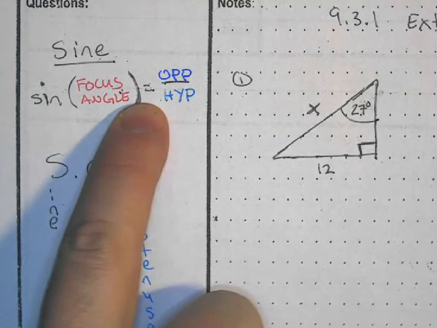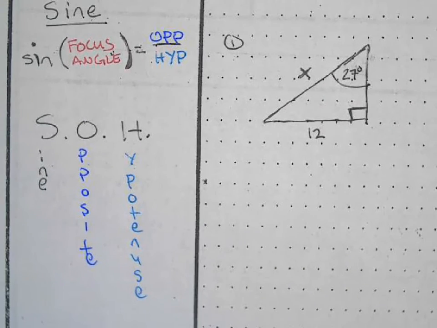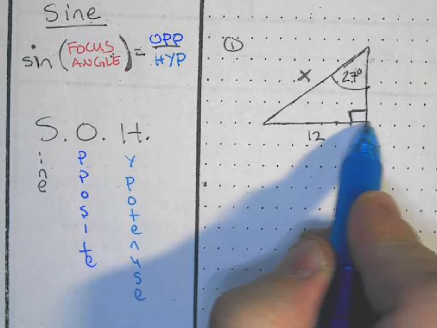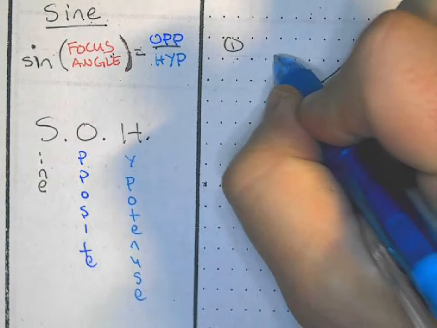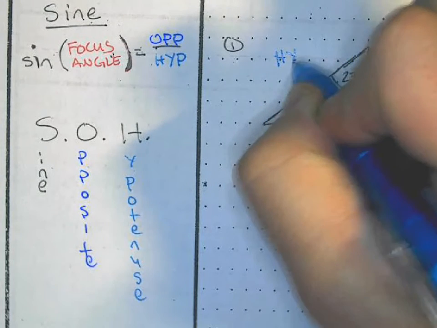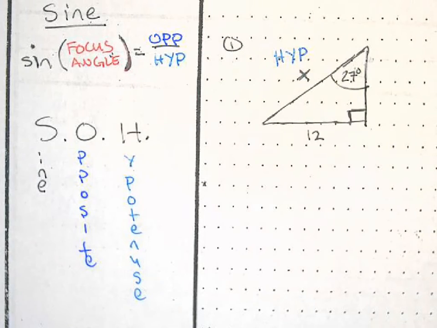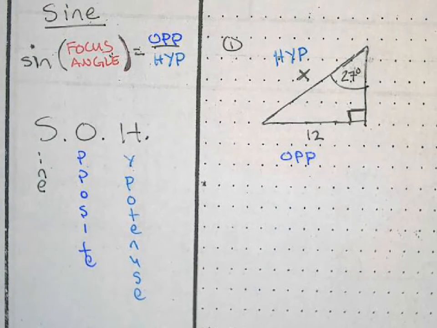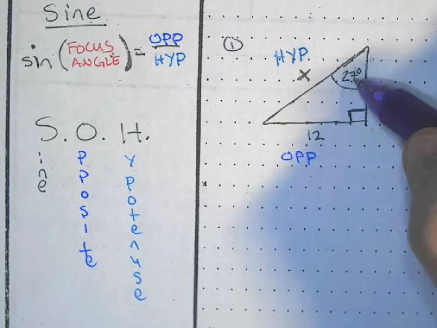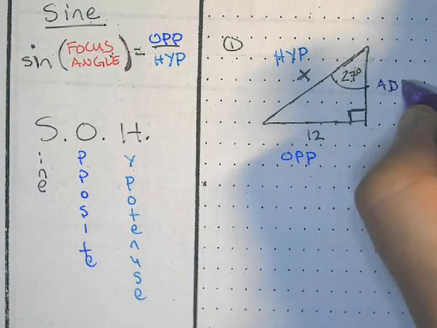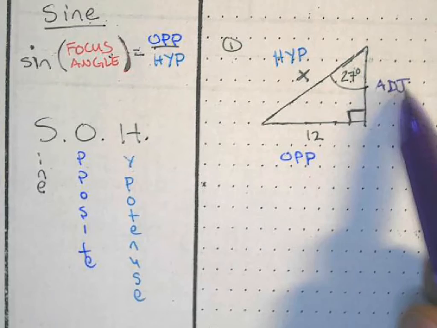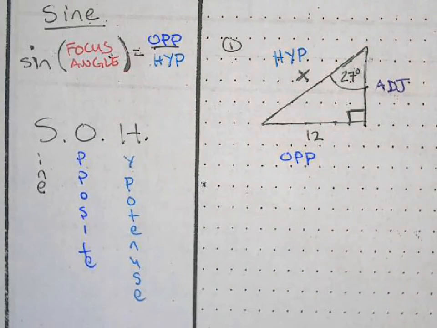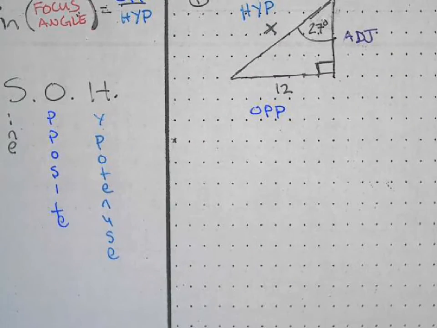Sine of my focus angle is equal to opposite over hypotenuse. So first, let's label everything. Well, we know the hypotenuse is always across from our right angle. And then across from my focus angle is my opposite side. And then touching my focus angle is my adjacent side. I still want you to label all three, even though today we're only using opposite. Do not forget to label adjacent, because we'll be using adjacent in the future. So keep labeling all three.